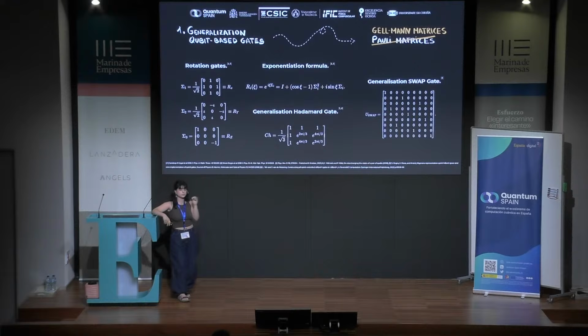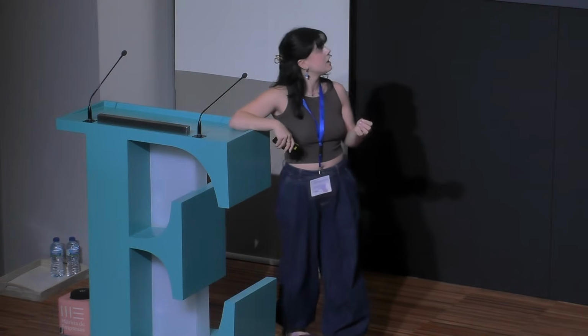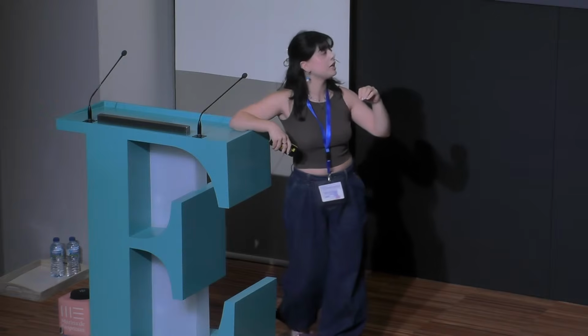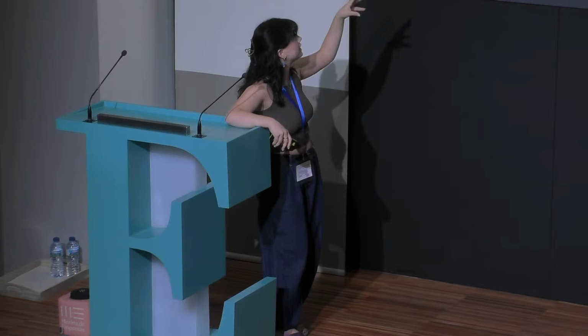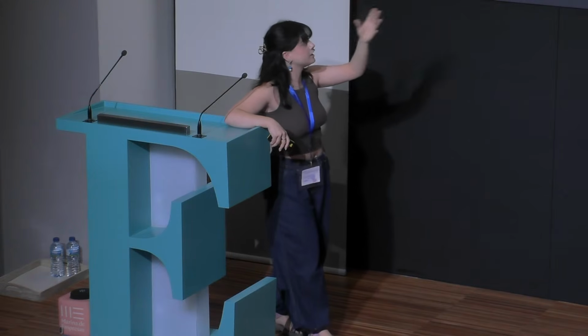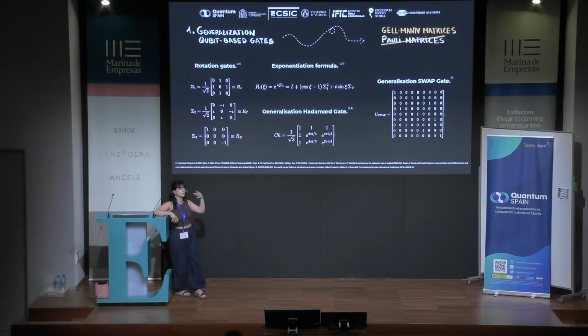The second thing is to find the generalization of all the qubit-based gates to implement our model. So the first step is, instead of using the Pauli matrices, we have to use the Gell-Mann matrices, which are commonly known in the field of particle physics. And also find the generalization for the rotation gates, which in this case are a combination of Gell-Mann matrices with a normalization factor, and also the generalization of gates like the Hadamard gate and the swap gate. With these generalizations, we can start with the development of our model.